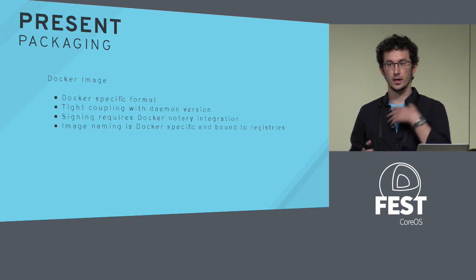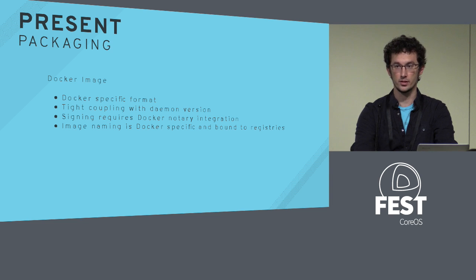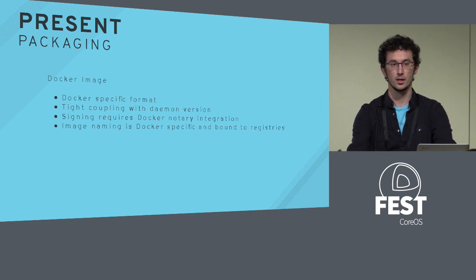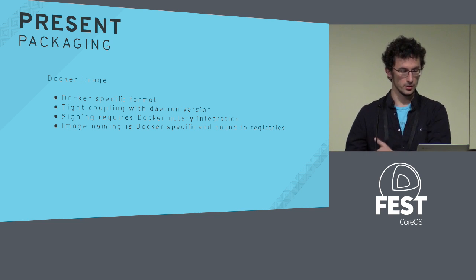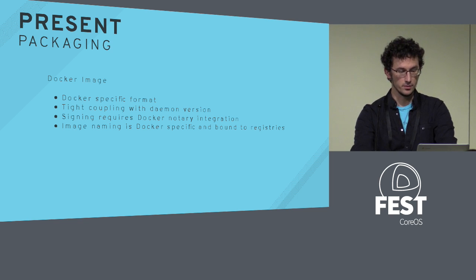So if you have an existing PKI framework, or an existing GPG process, it requires using the Docker Notary process, and is not quite pluggable in that way. And all the naming of images is very specific to Docker and Docker registries, the transport.